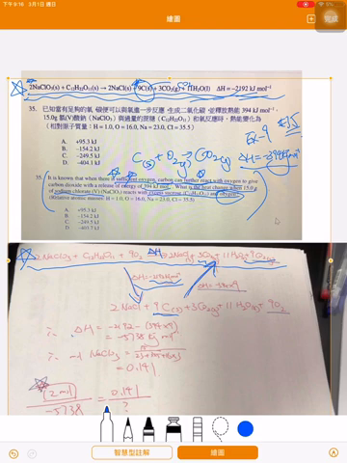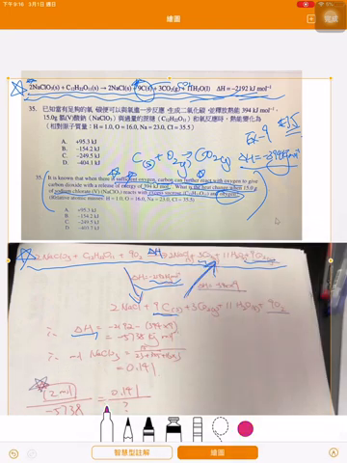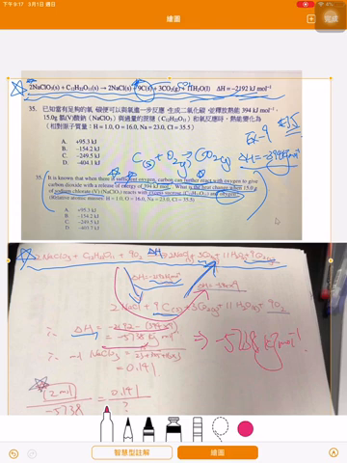So according to this equation, we have to consider here the Hess cycle, because, right, as this one, we have to add them together. So finally we can get the energy released is 5,000, okay?